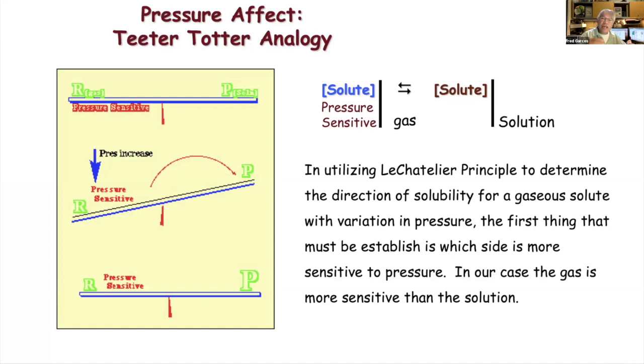Now, if both sides have equal moles of gas, then guess what? Neither side is going to be affected by pressure increase or pressure decrease. Okay? It's only the side that has the most moles of gas that you guys are going to look at, in terms of whether it's a reactant or a product. And then you can use the teeter-totter analogy. But the teeter-totter analogy is only for you guys to visualize what's going on.